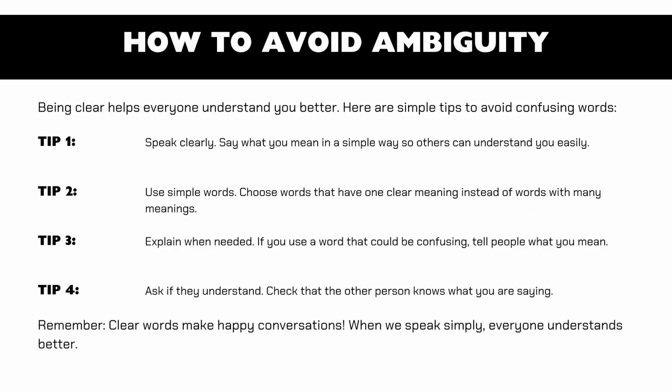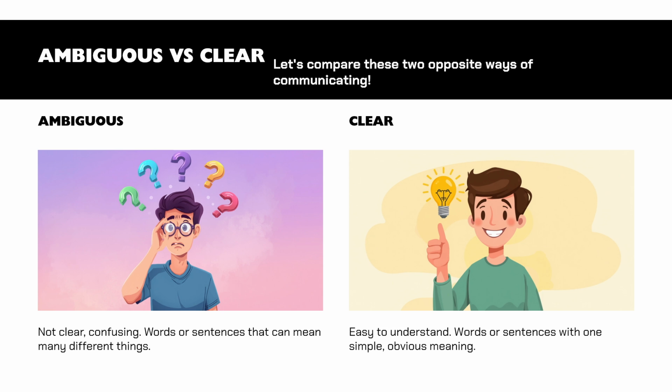So, how can we avoid ambiguity when we need to be clear? Speak clearly. Use simple words. And explain yourself when needed. Communication is key. Let's compare. Ambiguous means not clear and confusing. Clear means easy to understand. When we communicate, we should try to be as clear as possible.